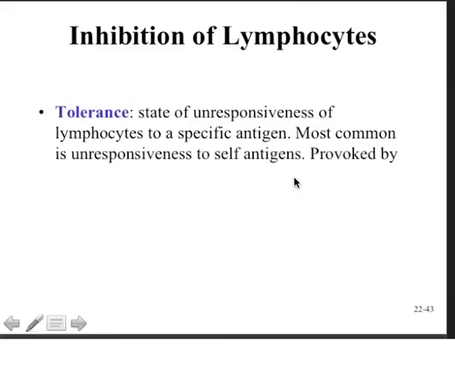Okay, we also have to keep a brake on lymphocyte activity. We don't want lymphocytes to recognize anything outside foreign antigens. If so, there's going to be the potential to attack your body's own tissues, and if that occurs, we'll have a condition that we classify as autoimmunity.